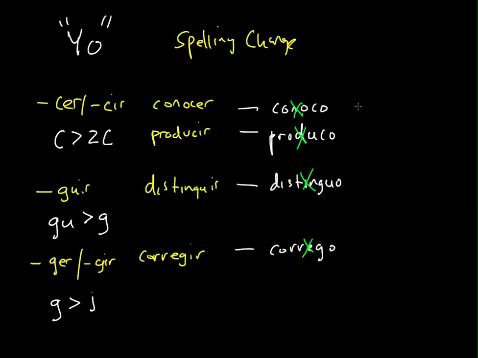Okay, so now let's write the correct way of spelling these. So there's our spelling change that we take into account. There's our spelling change. So we have conozco and produzco. Okay, let's look at the next one. So distingo, right? So we do not include the u. And lastly, we have corrijo. Okay, so I included the j and not the g.